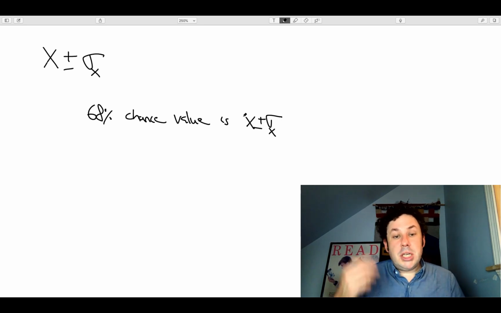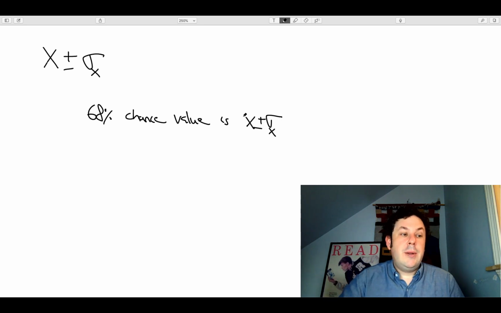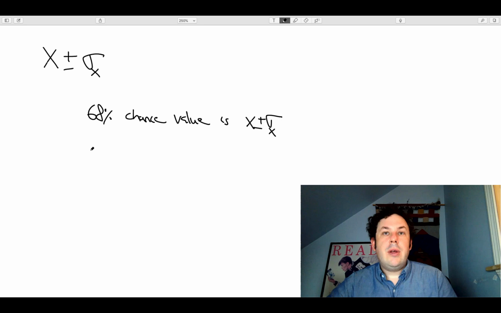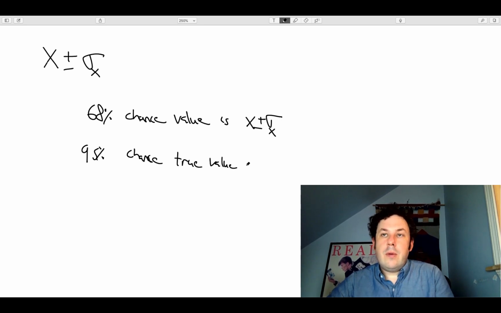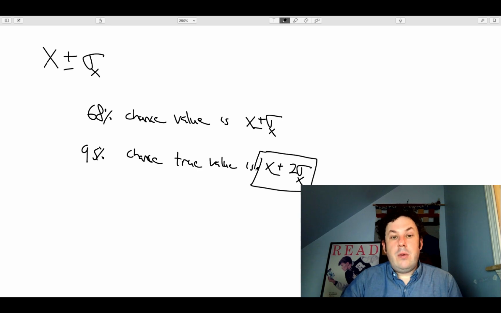So that's actually not that high of a percent. 68% is high, but there's a greater than 30% chance that the true value is outside that range. You measured some value a bunch, but the true value is outside that range. So this is actually not a good threshold. There's a 95% chance the true value is x plus or minus 2 sigma. And that's kind of the threshold that we'll typically use in this course.